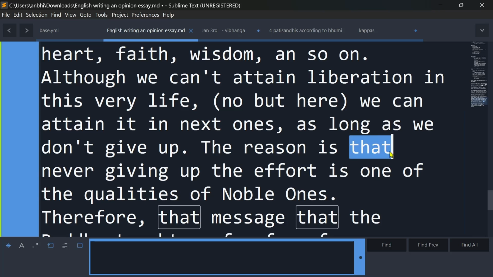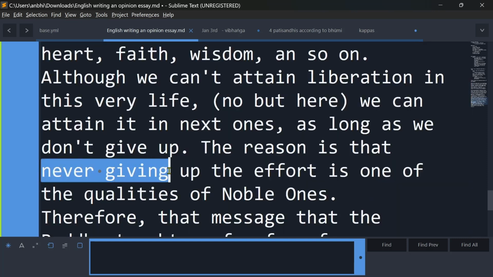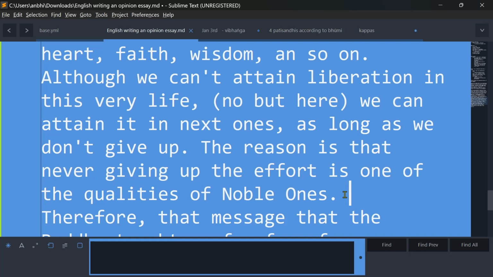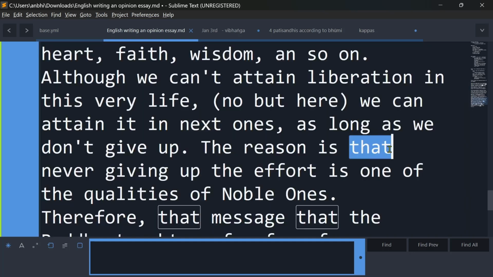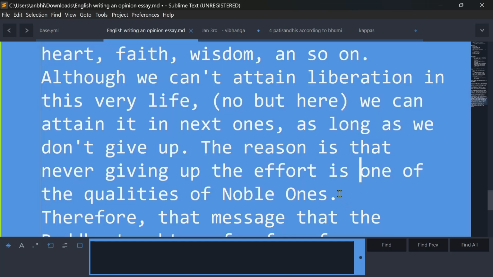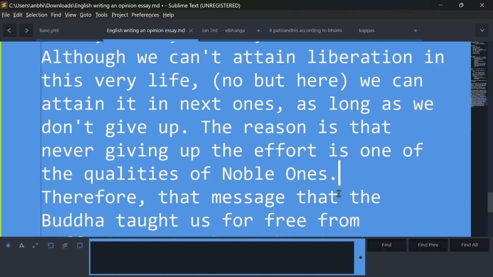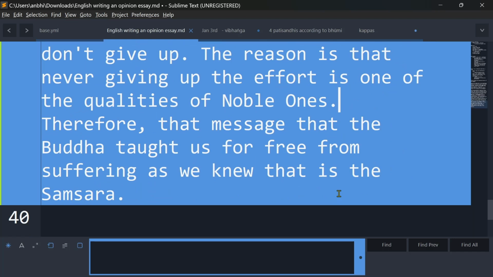Subject and a verb. That is a conjunction joining these two clauses. Now you have again another subject, never giving up the effort. And this is one of the qualities of noble ones. Okay? You see, this is a conjunction. You understand? Okay. Therefore, to show a conclusion, right?